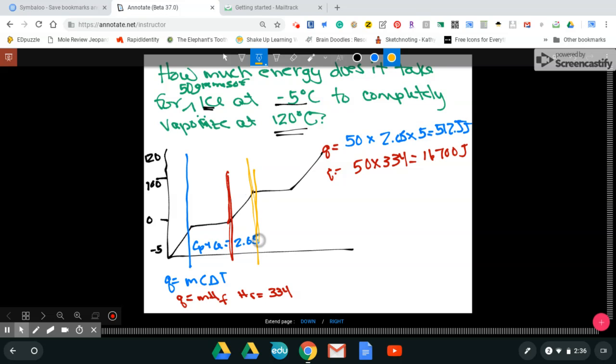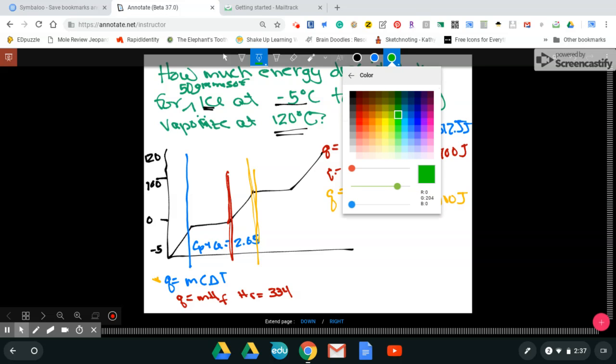All right, let's look at my next one. Notice it's a slant again, so that means I can use this because I'm going to get a temperature change. So my Q, notice your mass stays the same. Notice that now I'm at water. Y'all should remember the specific heat of water is 4.18. And I've gone up from 0 to 100, so 100 degrees. So when I multiply that, I should get 20,900 joules.